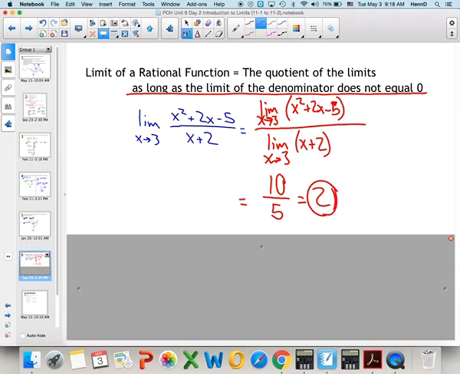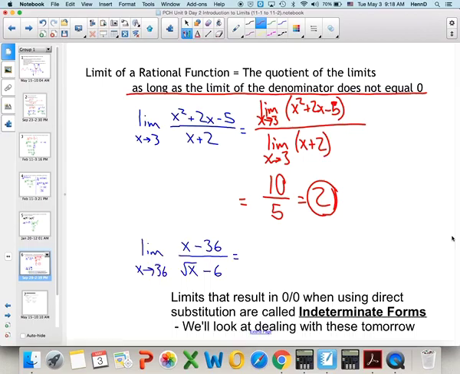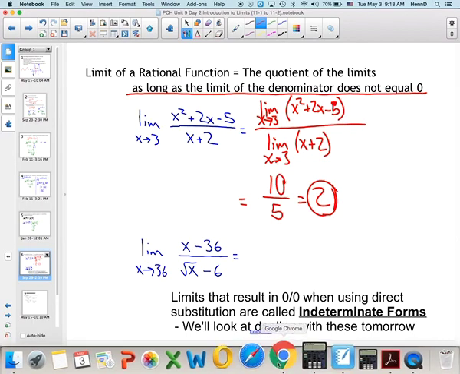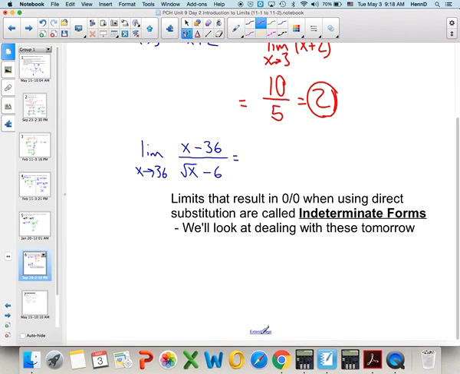Mr. Zhen, can you give an example that the denominator is 0? Like this? Yeah. Okay. It's like you knew. It's like I knew.